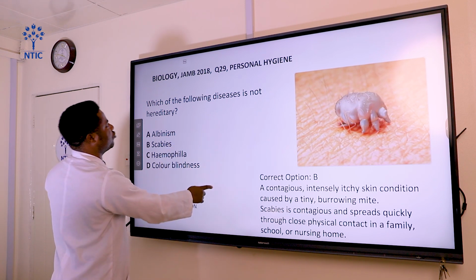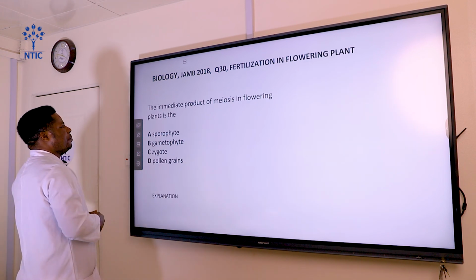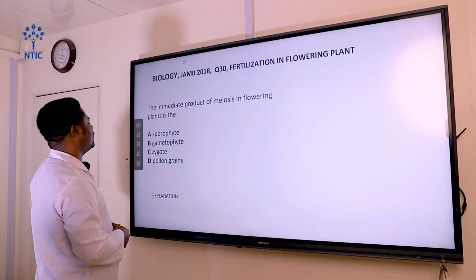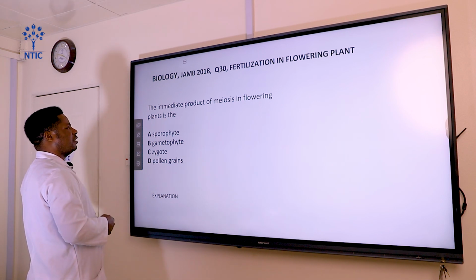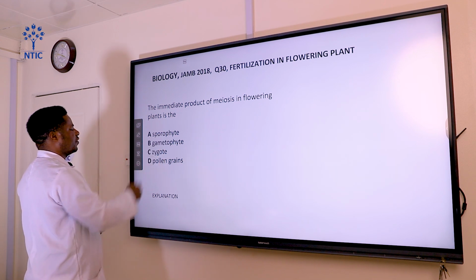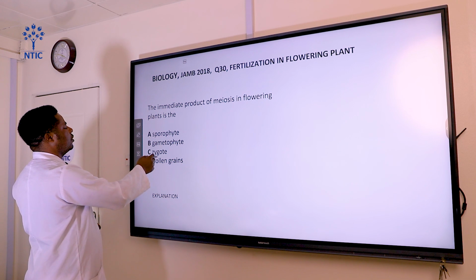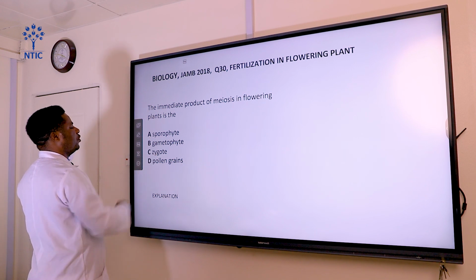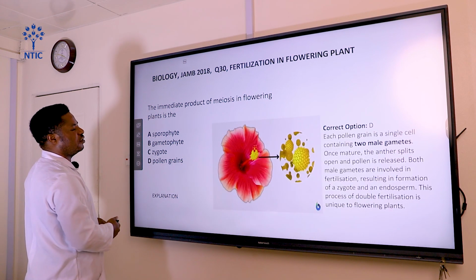Okay, let's go to the next question. The immediate product of meiosis in flowering plants is the what? What is the immediate product of meiosis? We have sporophytes, gametophytes, zygotes, and pollen grains. Okay, let's see the explanation to this.